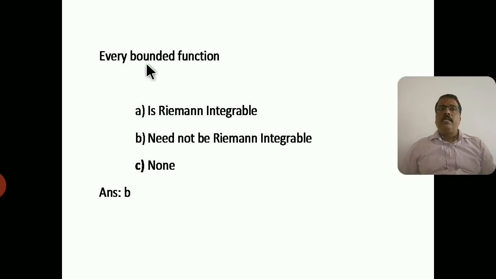Next, every bounded function is: first, Riemann integrable; second, need not be Riemann integrable; third, none. Take any bounded function. A constant function is also a bounded function. Take a bounded function, find the upper and lower sums of that, then check whether both are equal. If they are equal, then it is Riemann integrable. If they are not equal, then it is not Riemann integrable. So the answer is B, need not be Riemann integrable. Try to solve this problem.